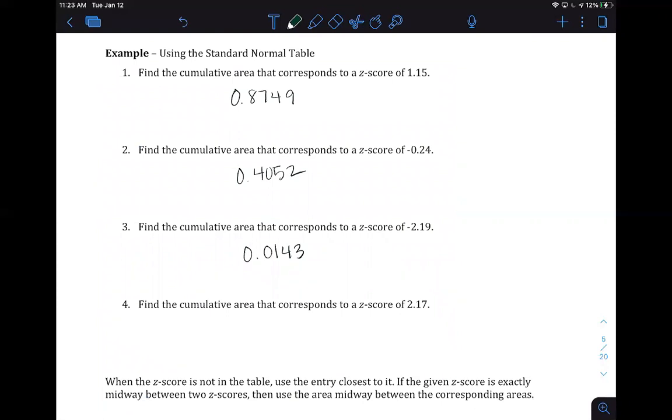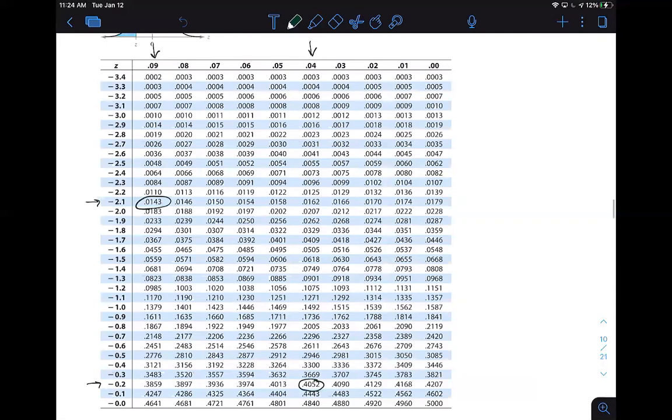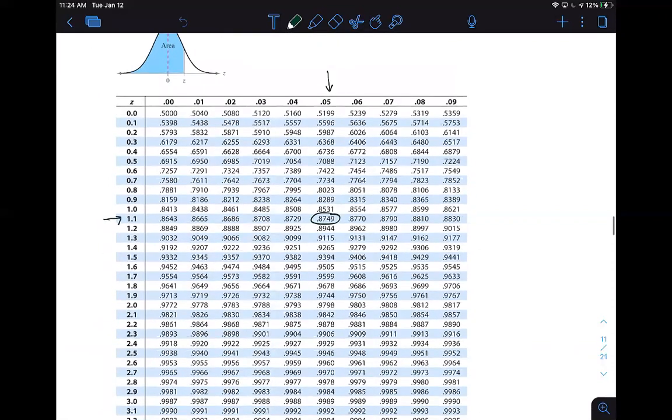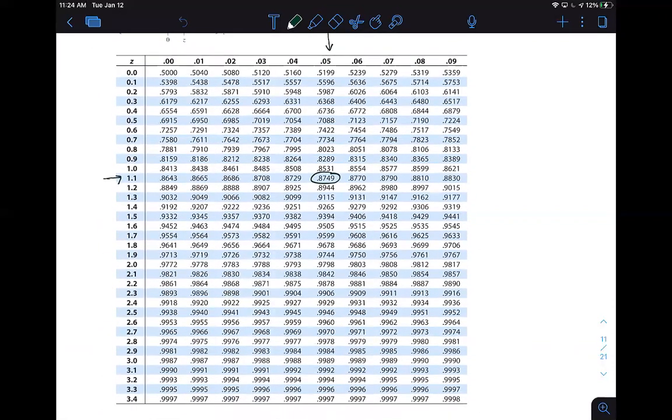And last one, z-score of 2.17. Okay, so you're going to have to look at the positive one. So the next page. So go to 2.1 and then 0.07. So what would that area be? 0.9850.